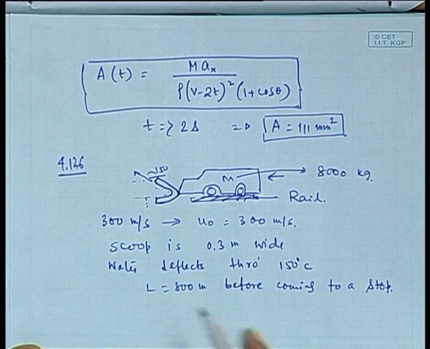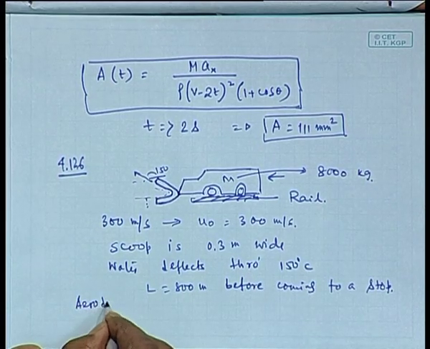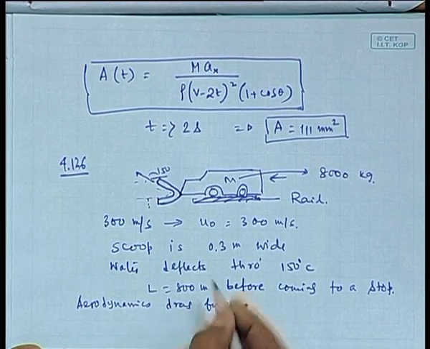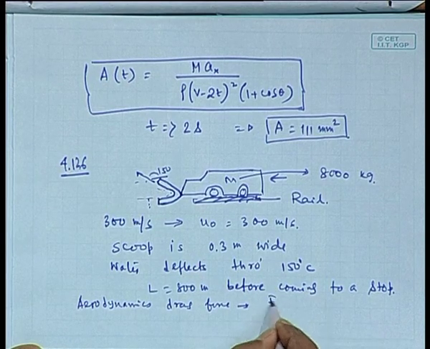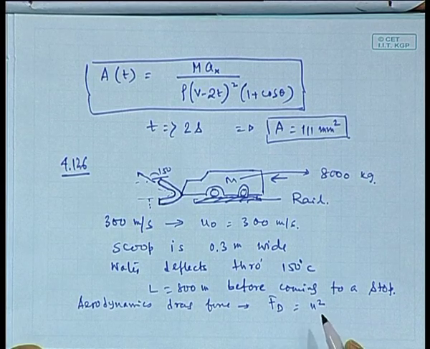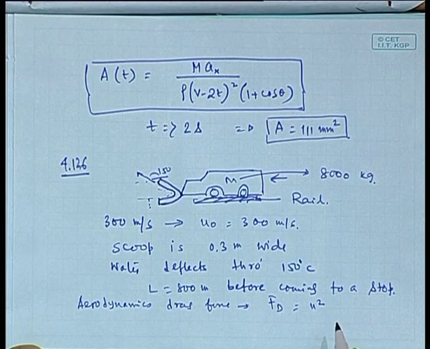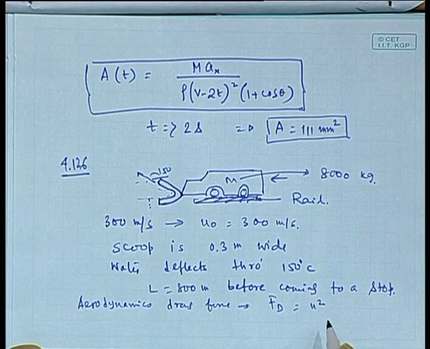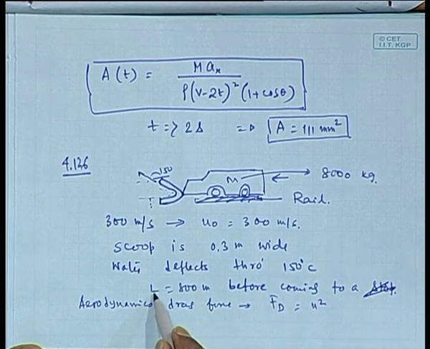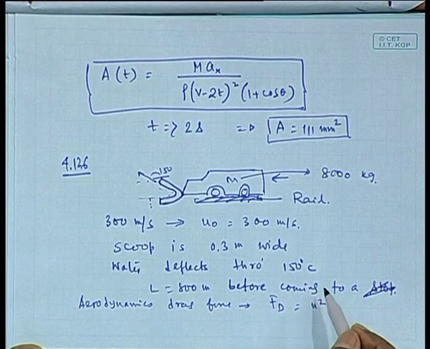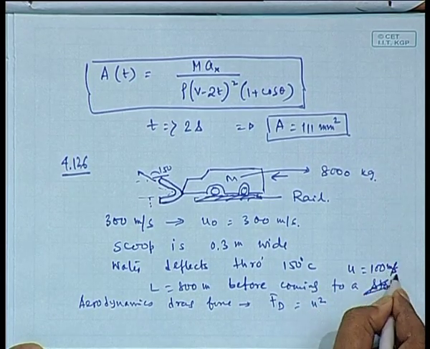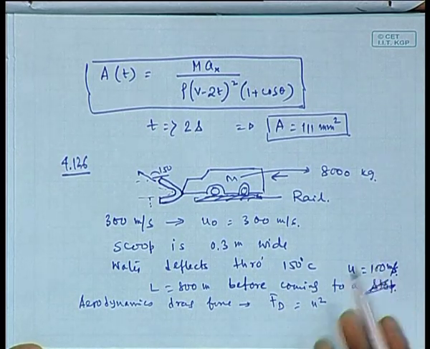Now, the aerodynamic drag force, which is in the opposite direction of the motion, is F d equals k times u square, where k is equal to 1 for this particular problem. It is desired to slow down the sled to 100 meter per second, not to come to a stop, because by traveling 800 meter we would like to reduce the speed to 100 meter per second. You can solve the problem when it comes to a stop as well.